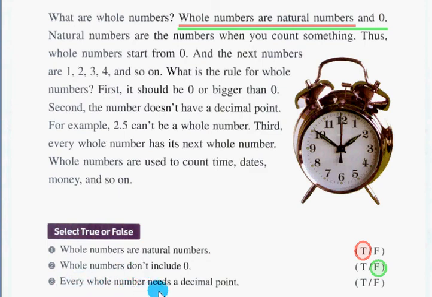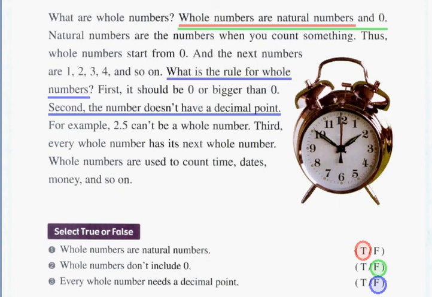Every whole number needs a decimal point. Is it true or false? The answer is false. Here, what is the rule for whole numbers? Second rule, the number doesn't have a decimal point. So it means that whole numbers or whole number doesn't need a decimal point. Alright? So now we've finished the first activity.